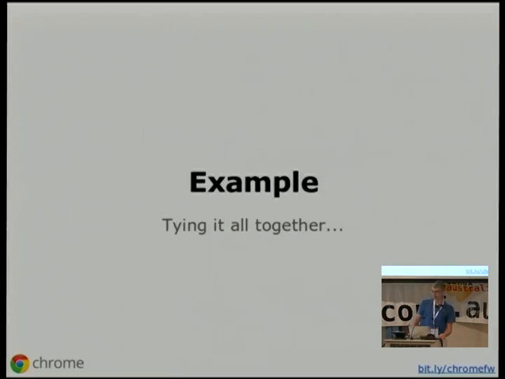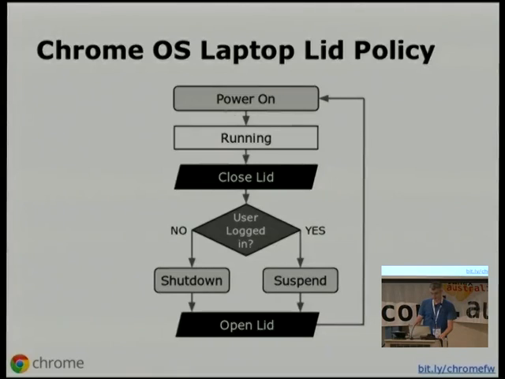Okay, so I'm going to go into an example that tries to tie all of these various firmware components together and show why we think it's important that all of these different steps be open. The example I'm going to talk about is the laptop lid policy. When you shut your laptop lid, your system goes into suspend, but how does it actually make its way into that state? A very basic laptop lid policy here for Chrome OS is that if the user manages to log in, we go into suspend, otherwise we turn the system off.